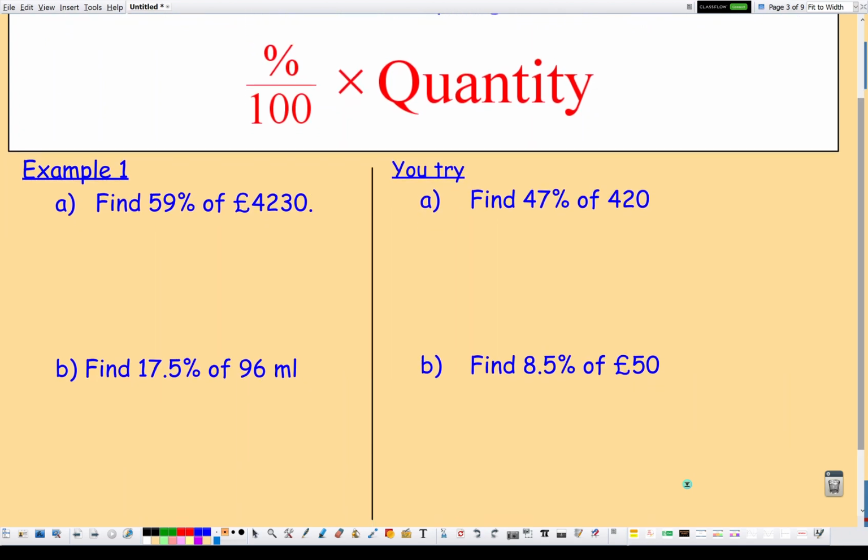So: percentage divided by 100 times the quantity. What I'm going to focus on today is getting you to go straight from that percentage to its decimal equivalent. So 59%.